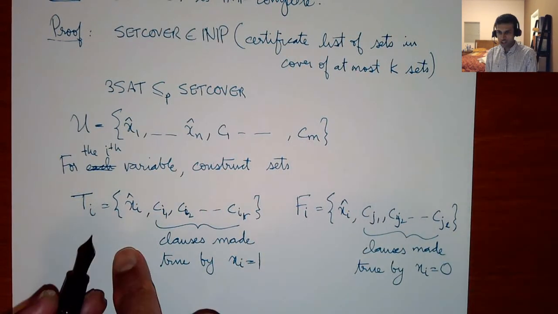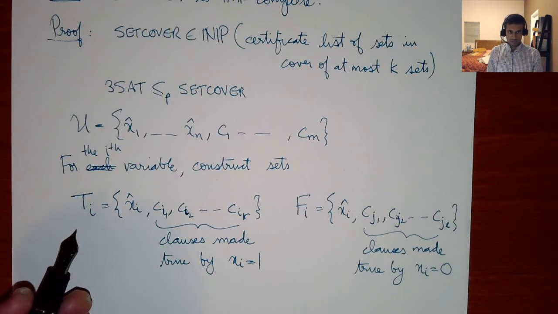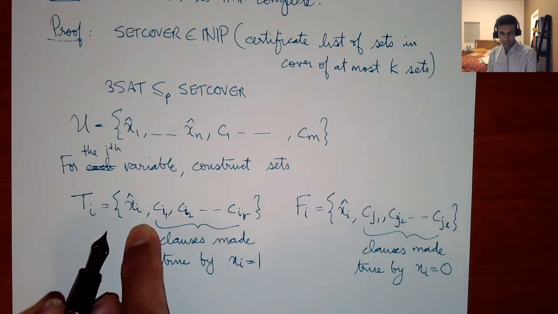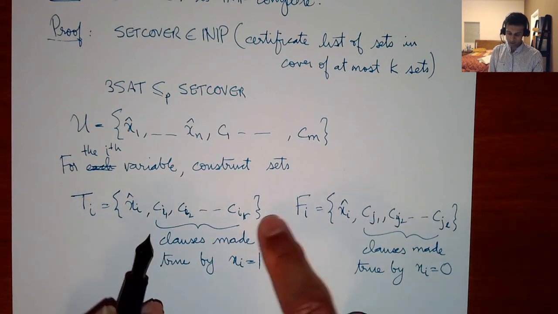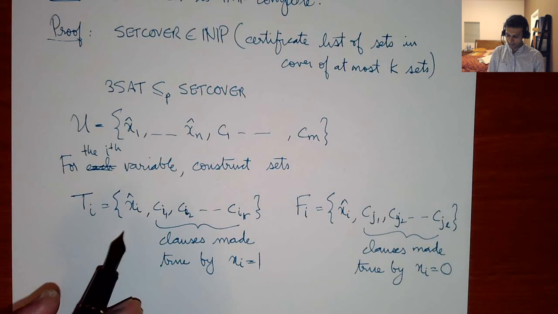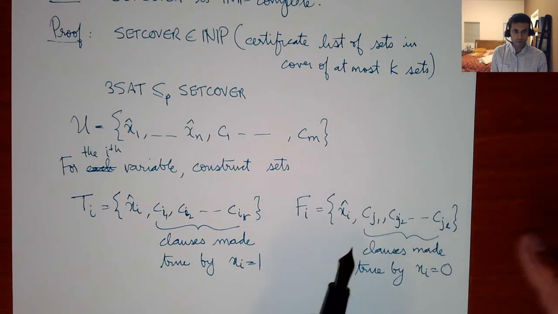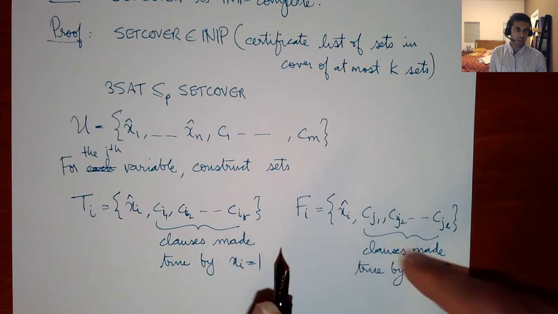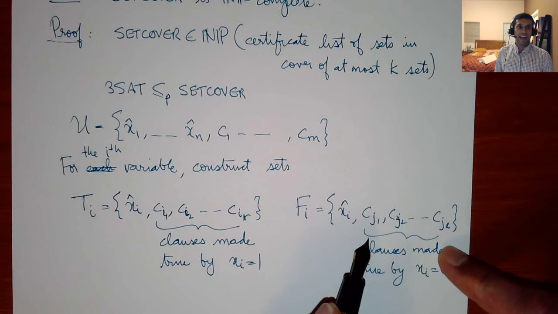So for each variable, I look at the clauses that are made true when I set that variable to true, set it to 1. That's some list of clauses. I just put those elements in the set. And then I look at the ones that are made true when I set this to false, I look at the clauses that are satisfied, and I put the elements corresponding to that in the set Fi.